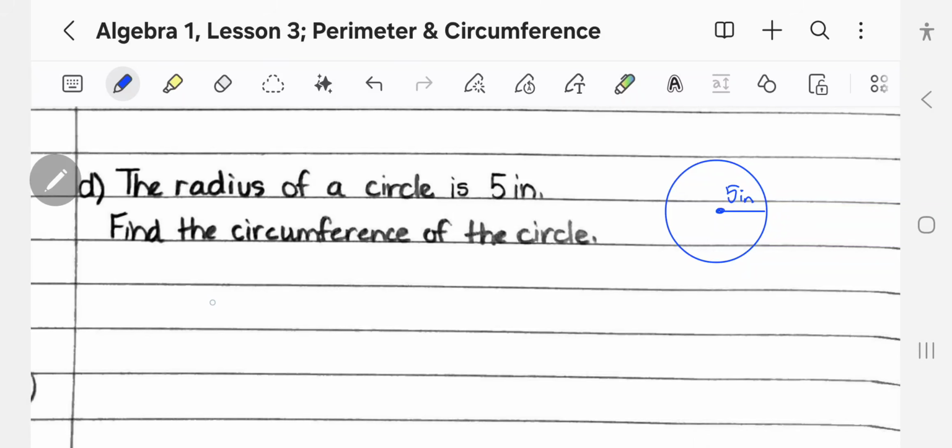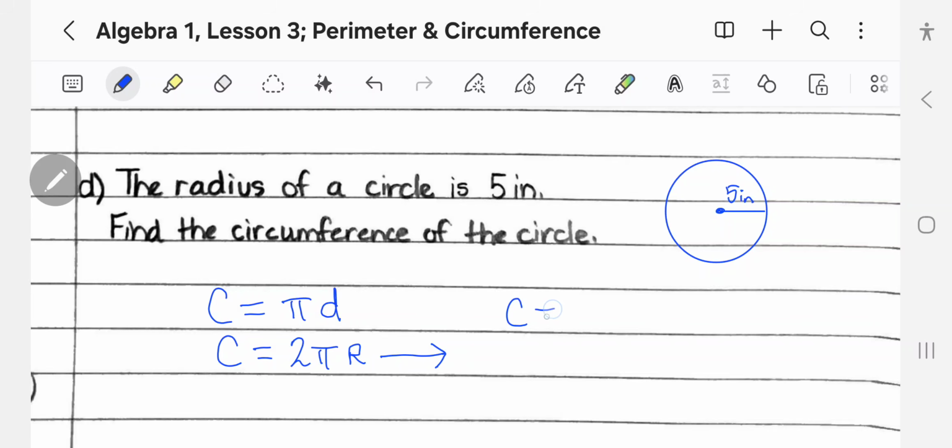We've got to think about our formula. We know circumference is equal to pi times the diameter, or circumference is equal to 2 pi times the radius, because the 2 radii would equal a diameter. So these two formulas are equivalent. Now we have the radius, so I'm probably just going to go with this one. You could double it and go with the first one if you wanted to. Either one would be fine.